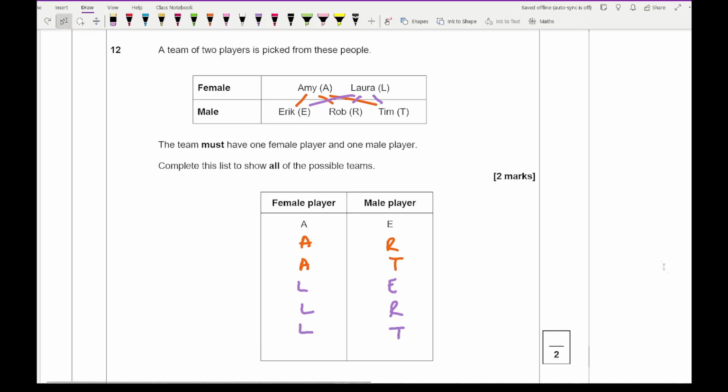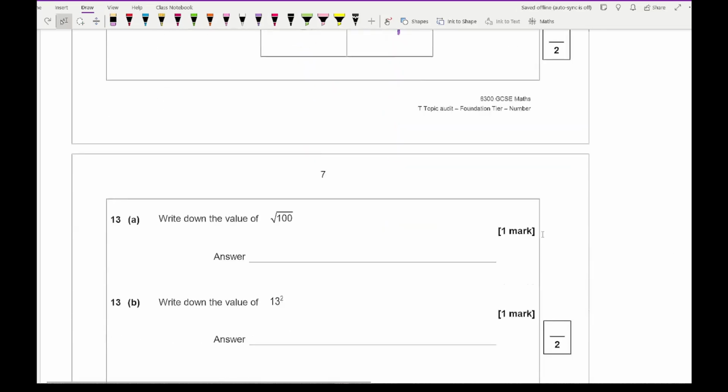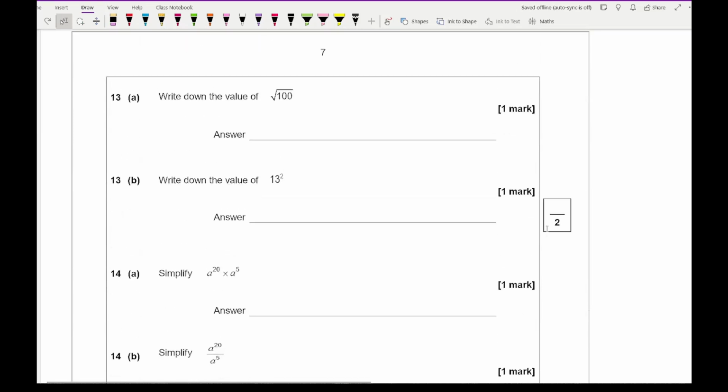Again, you could have it in absolutely any order, but as long as they're different and you've got those five listed, you're going to get the full marks. Moving on to question 13.8, says write down the value of the root of 100. So here you should know that 100 is a square number. So what times what gives you 100? That's going to be 10.